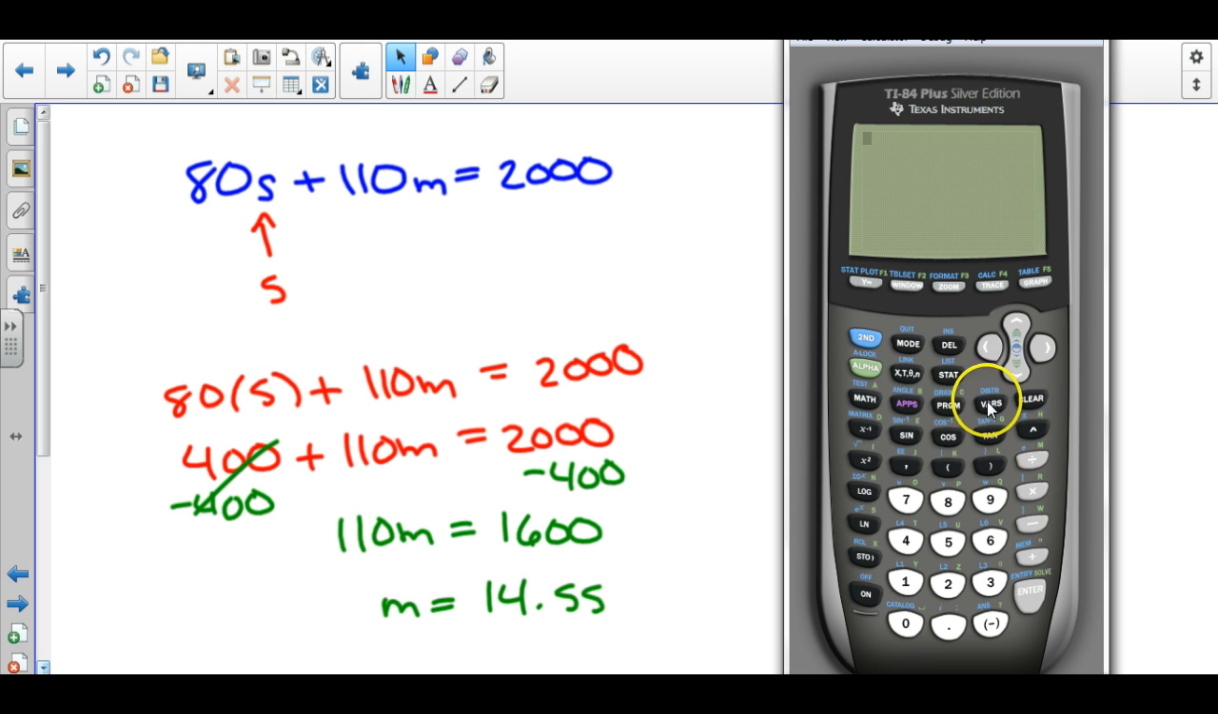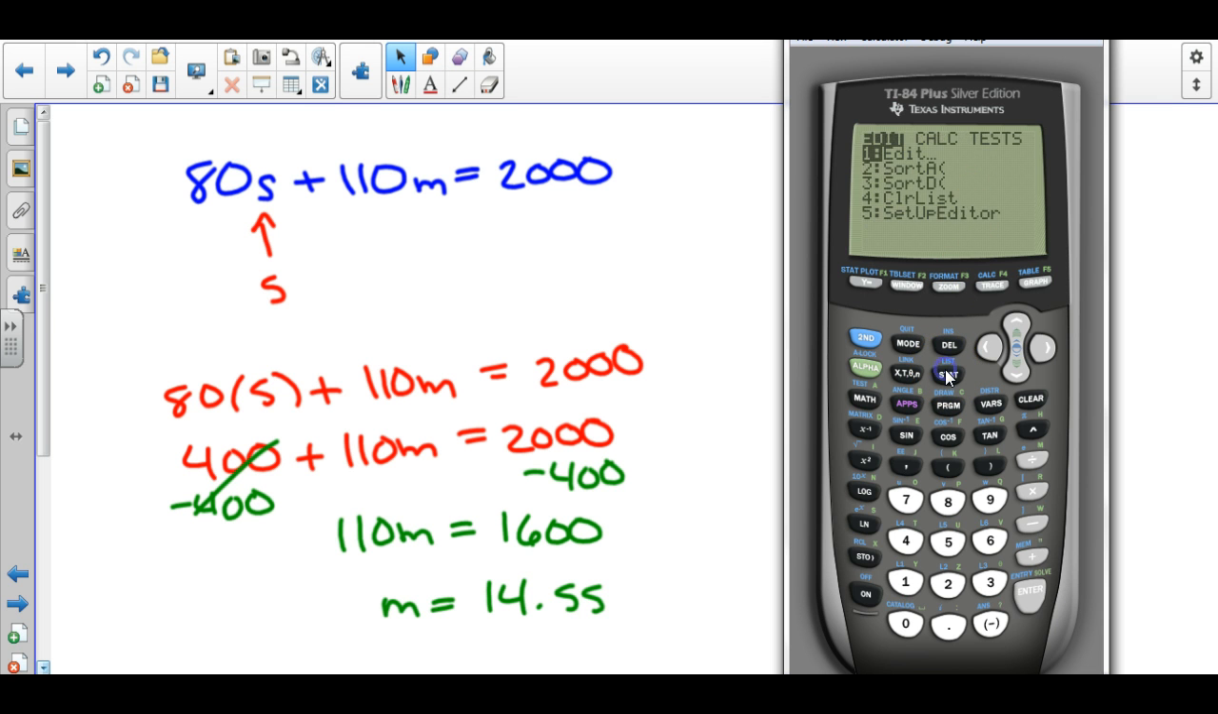So first thing we're going to do, I need to turn my stat plot on. So I'm going to hit second and y equals. I'm going to turn my plot on. And then I'm going to click y equals and make sure there's no equations in there. If you have equations, you can clear them out right now. And it's time for us to enter our data.